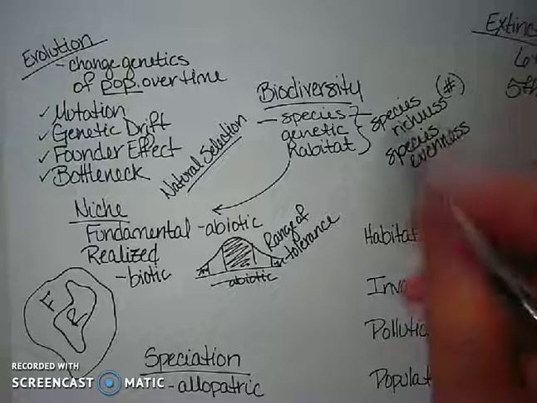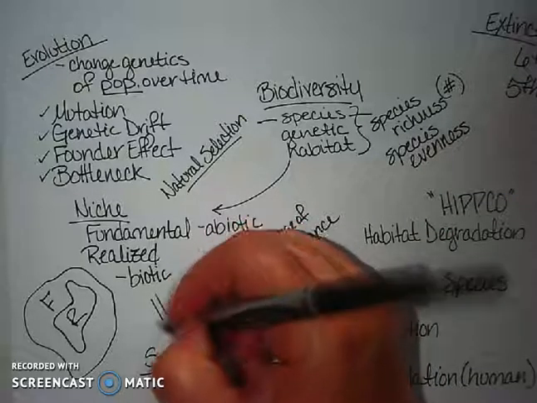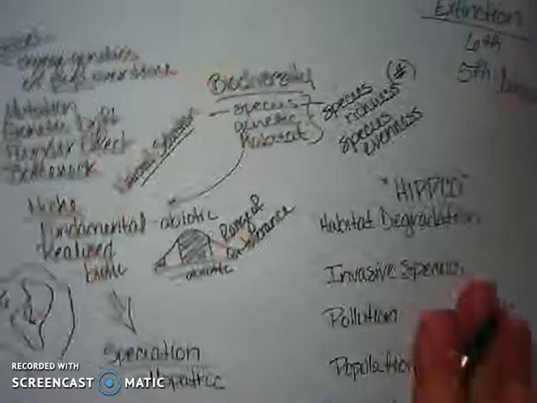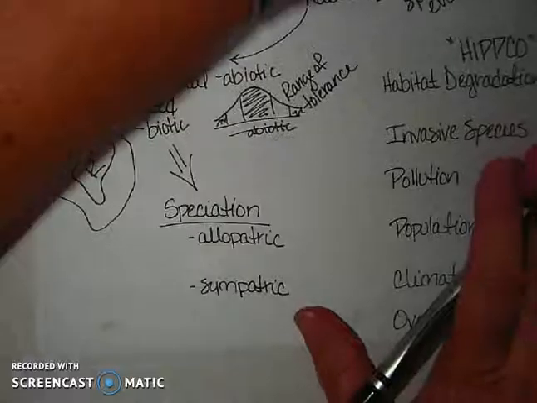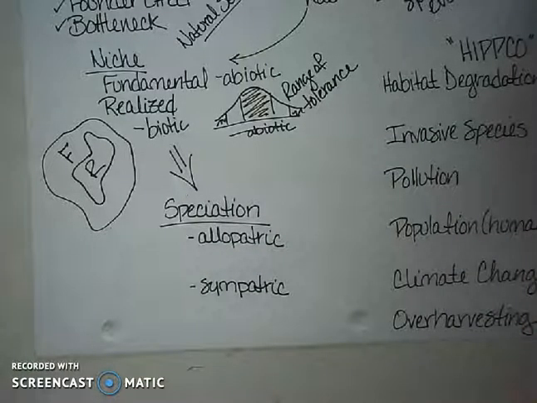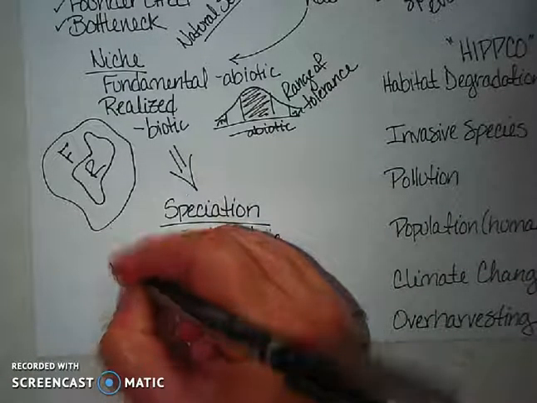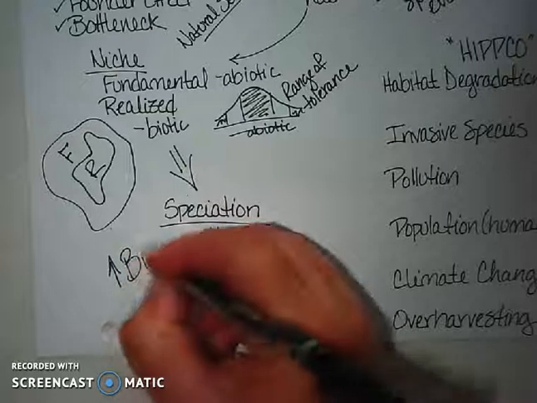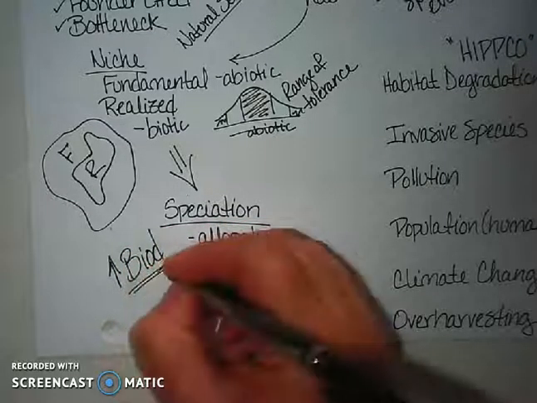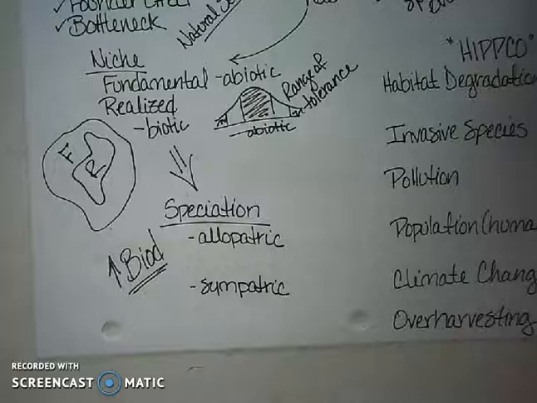Okay. Really, evolution and all this is important because of speciation. Speciation is the way in which we can get more species, therefore increasing biodiversity. So this is the only way to increase biodiversity, through speciation, the creation of new species.